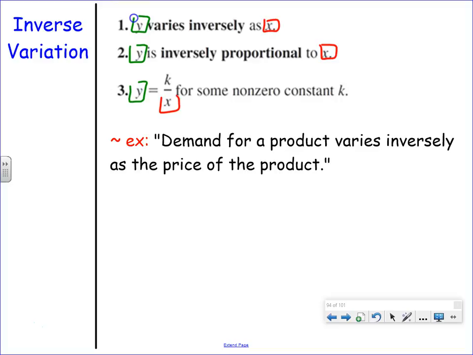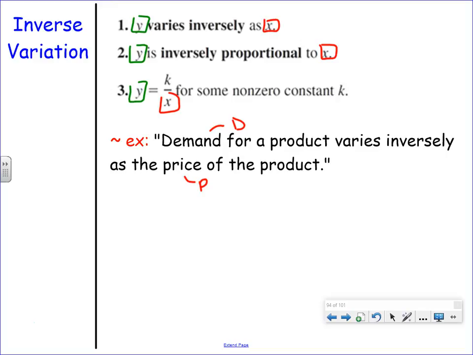It's now k divided by. So we have wording inversely proportional. Wording varies inversely. But then when we get to an example, demand stands for, well, D, I guess, for our product. Varies inversely, there's our wording, as the price of the product. The price goes up, demand goes down, generally. That's an economics thing, though.